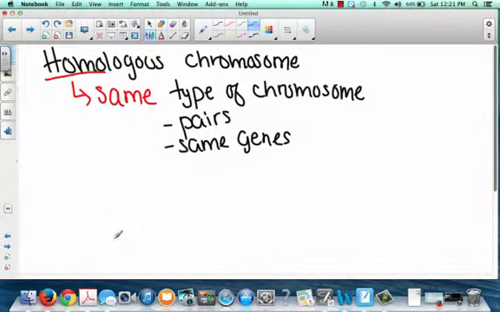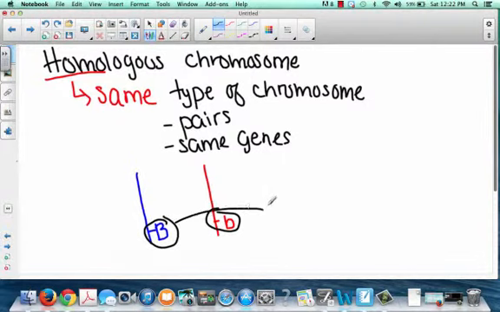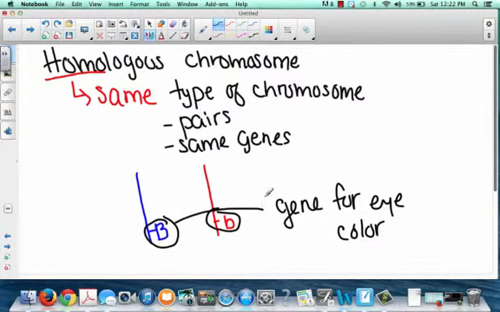So we have the one from our dad and the one from our mom. They each have the same gene. These are both the gene for eye color. They each have it. Not every chromosome has that. Only one pair has that. You have a million traits, so you have to have genes on different chromosomes to get all of our traits covered in our genetics.